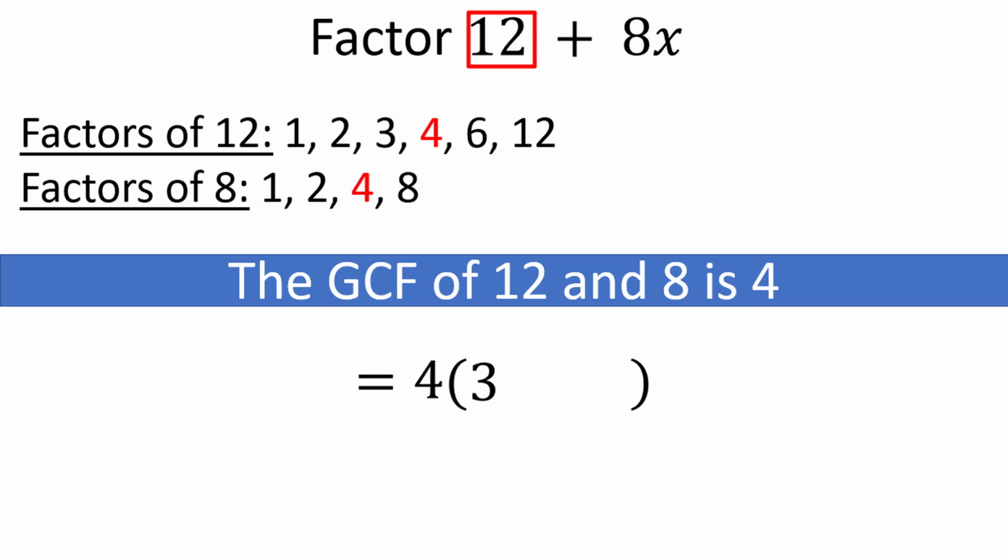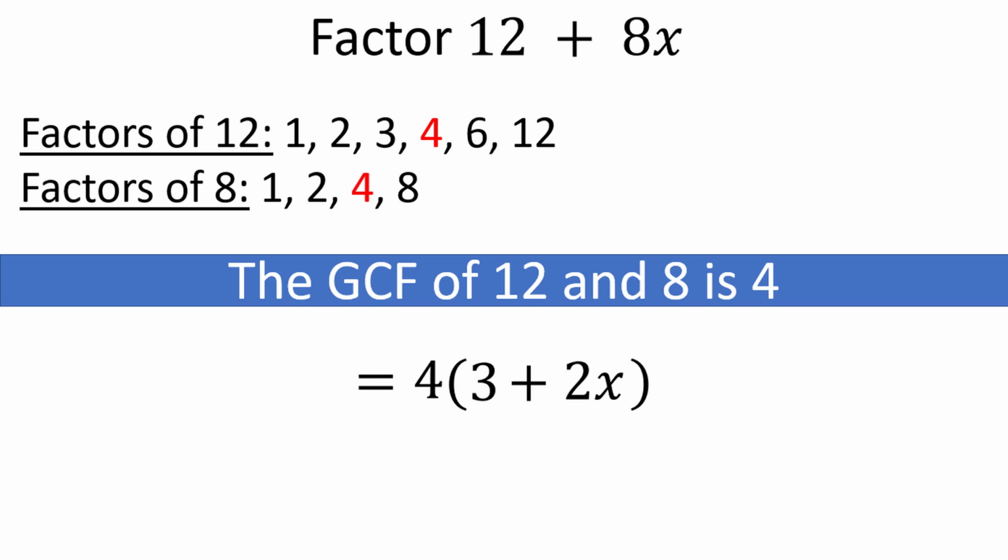Then we ask ourselves, 4 multiplied by what number gives us 8x? Well, 4 multiplied by 2x gives us 8x, so we need to have 2x in this blank. And there you go, we have reverse distributed our expression, more commonly called factoring.